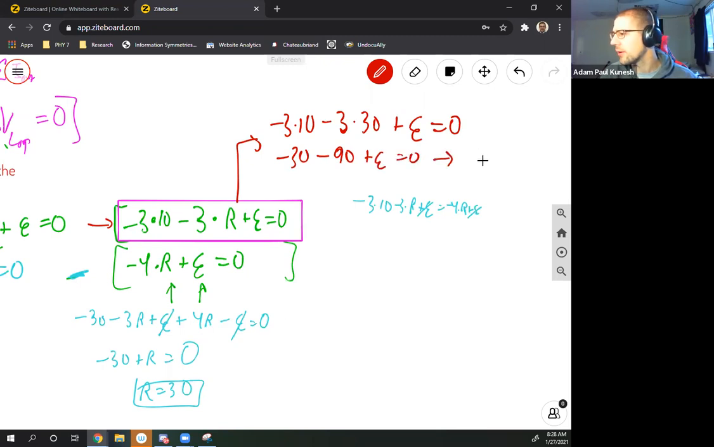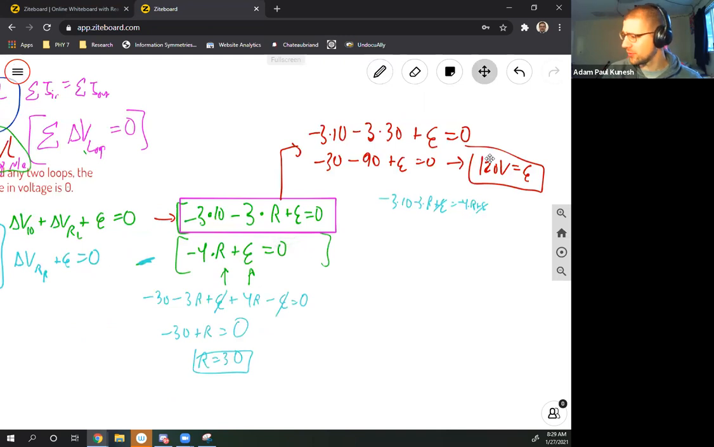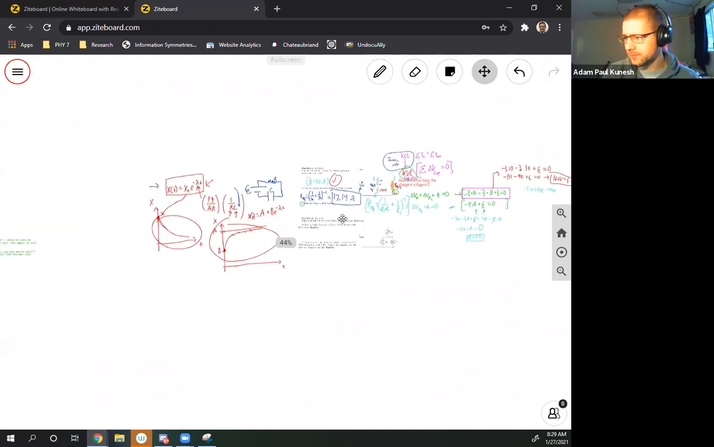Oh, this is very cute. All right, so we got a 120 volt battery. Yay. Just like the walls. Not really. Okay, 120 volts is our battery voltage.